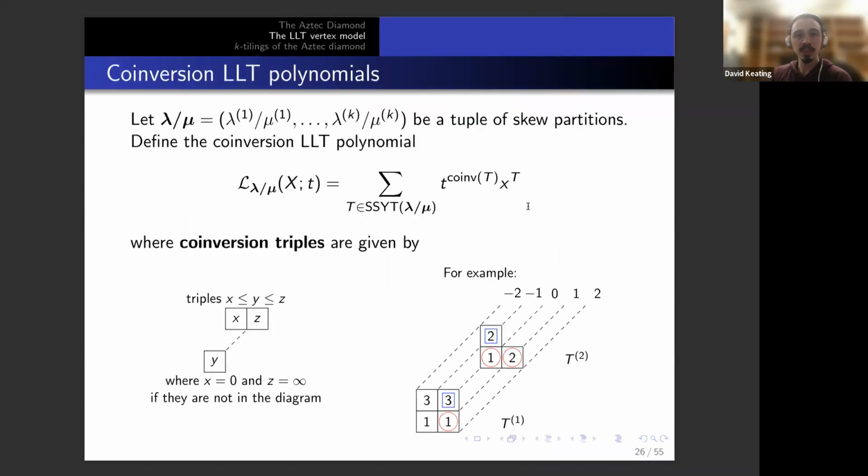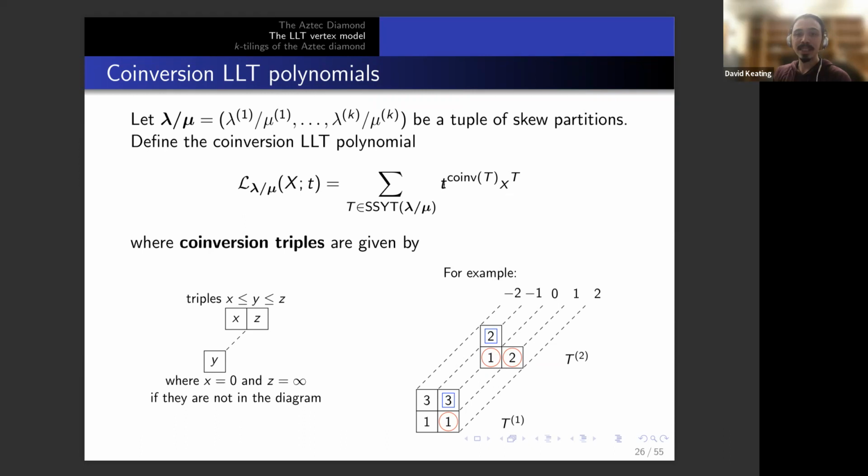Okay, so let's define the LLT polynomials. You're going to look at tuples of skew shapes, lambda^1 skew mu^1 up to lambda^k skew mu^k. And then you're going to consider the polynomial where you get x to the fillings. So for this one, you'd get an x_2 squared times x_1. And for here, you get an x_3 squared times x_1 squared. So you get an x weight that just corresponds to the filling.